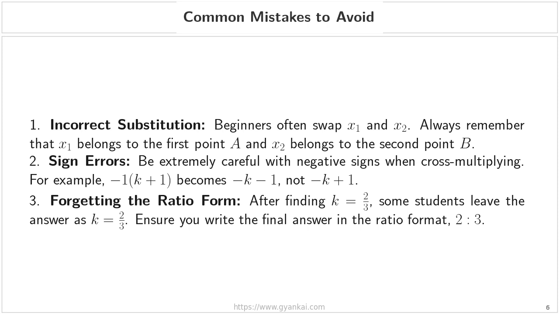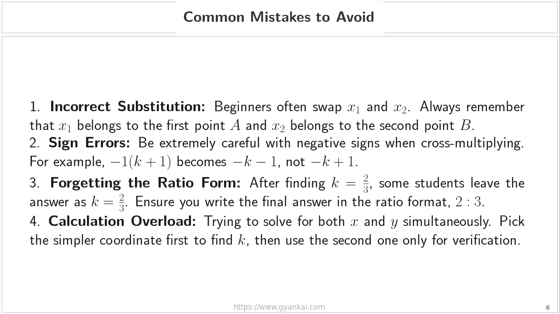Third, don't forget the final ratio form. I have seen many students perform the algebra perfectly, find that k equals 2/3, and then simply stop there. Remember, the question asks for a ratio. You must convert that fraction into the final ratio format, which would be 2:3.